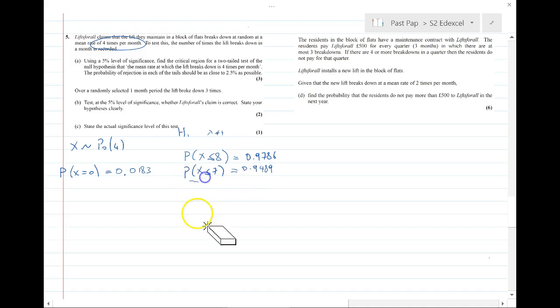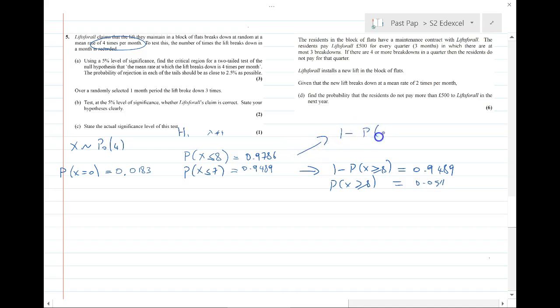That gives us the 7.1. That's telling us the probability that X is greater than or equal to 8, let's write it. So 1 minus the probability that X is greater than or equal to 8 is equal to 0.9489. So that gives us a probability that X is greater than or equal to 8 equals 1 minus that number, which is 1 minus 0.9489, 0.0511. That's 5%.